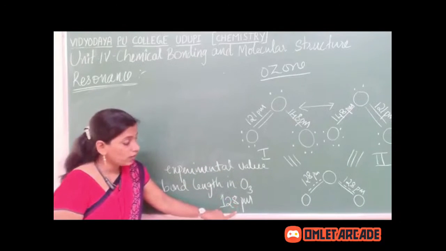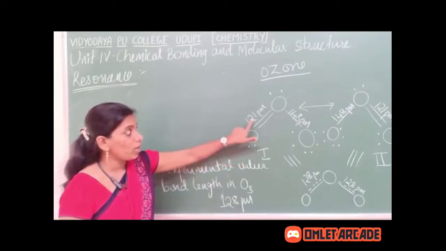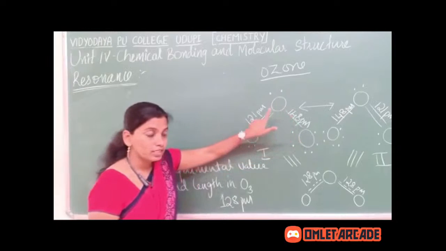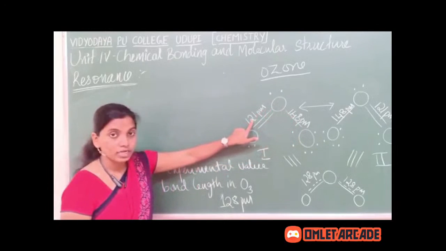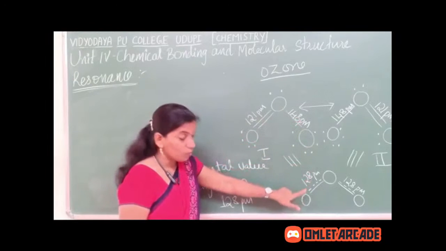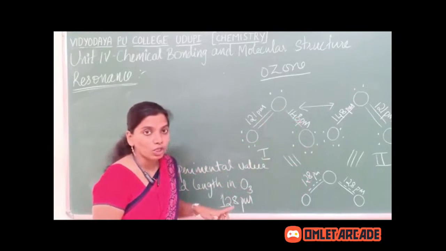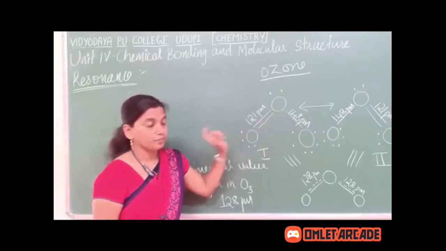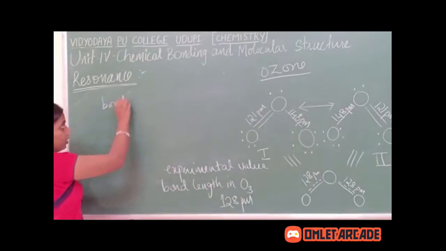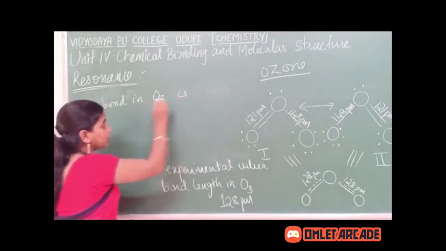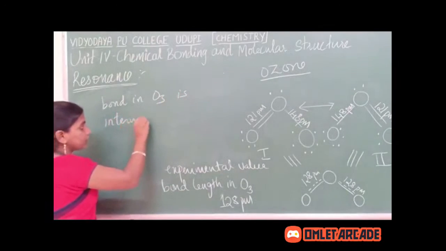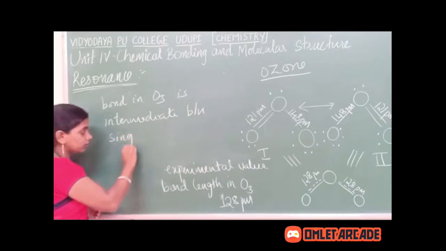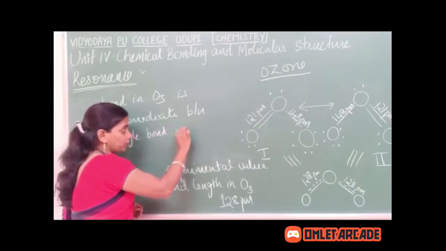Now this value, 128 picometer, is in between 121 and 148 picometer. So the bond in the ozone molecule is intermediate between a single bond and a double bond.